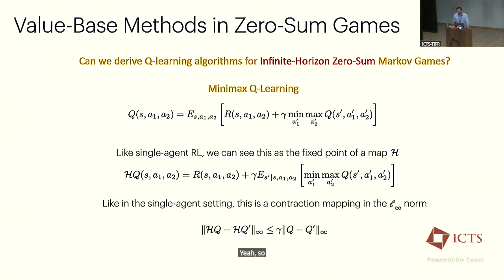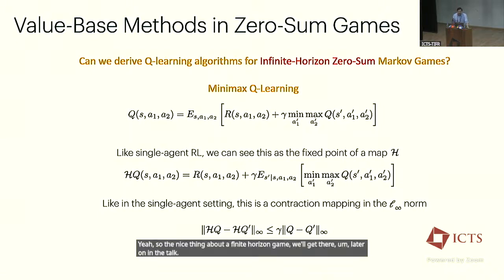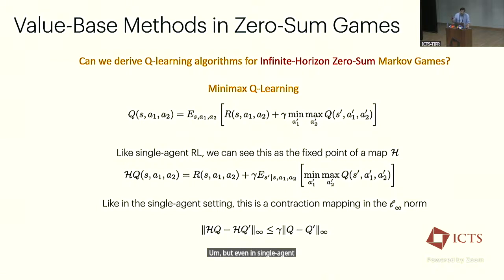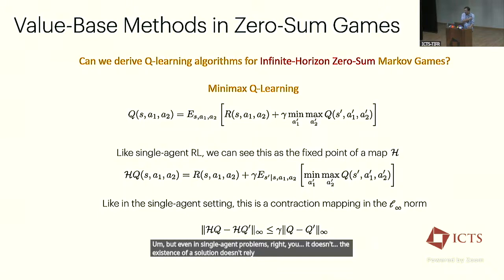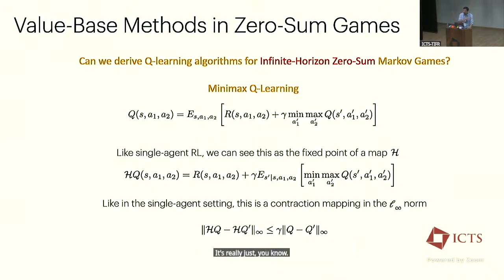So the nice thing about a finite horizon game, we'll get there later on in the talk. But even in single agent problems, the existence of a solution doesn't rely on contraction. It's really just backwards recursion. Okay? And that's exactly what's going to happen here.